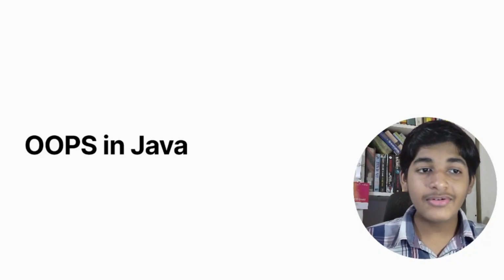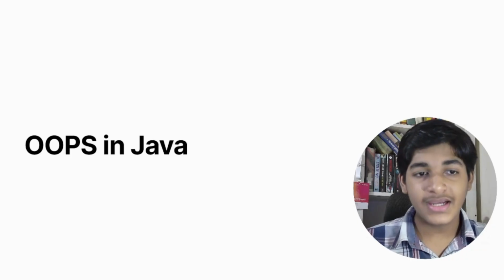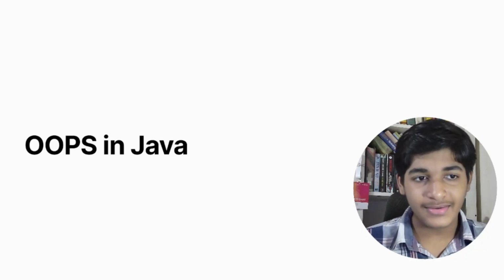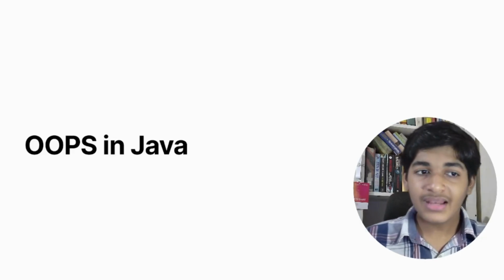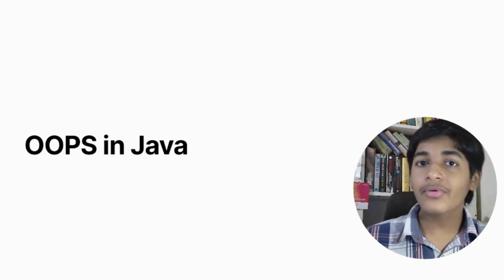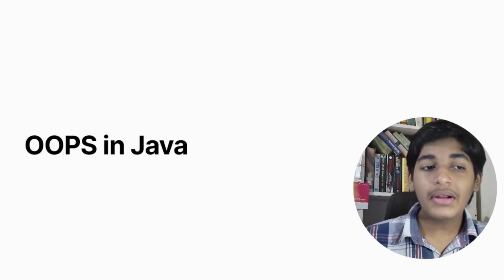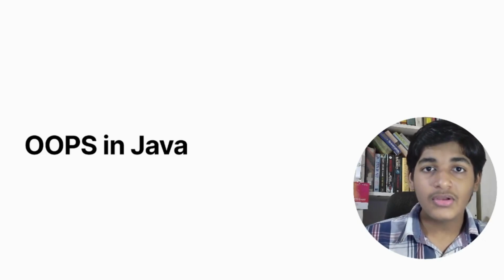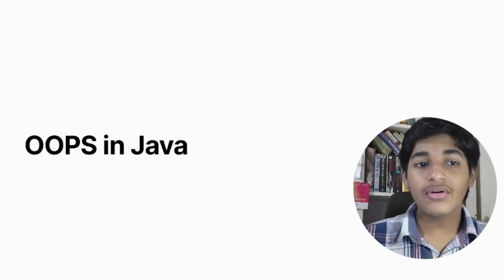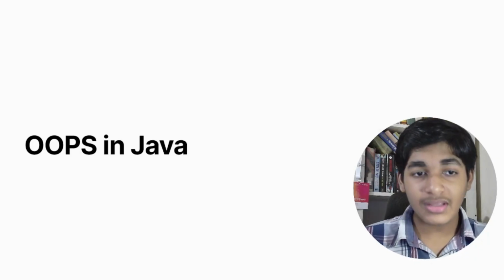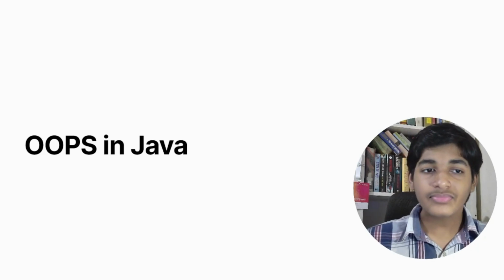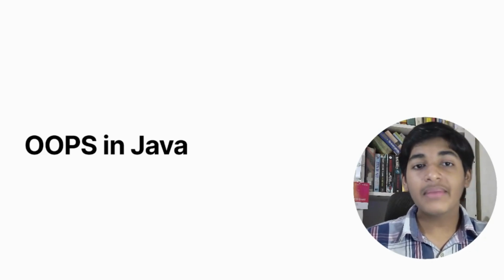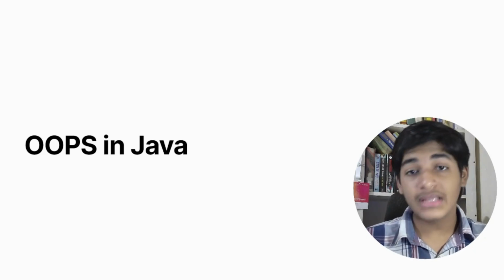In this video, we'll be exploring OOPS in Java. So let's get started. So what are OOPS? OOPS stands for Object Oriented Programming. Now what is Object Oriented Programming? Object Oriented Programming is a concept in programming languages such as Python, C++, Java and so on, where it primarily consists of classes and objects.